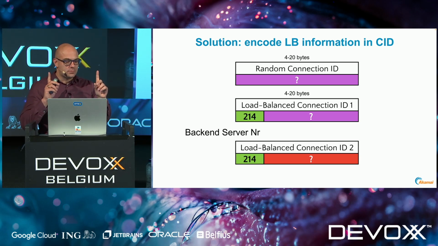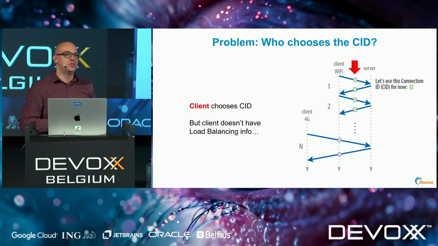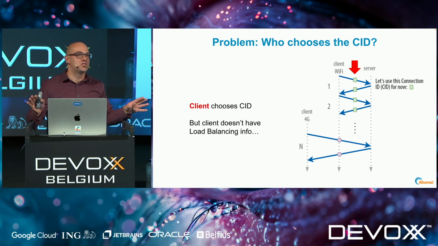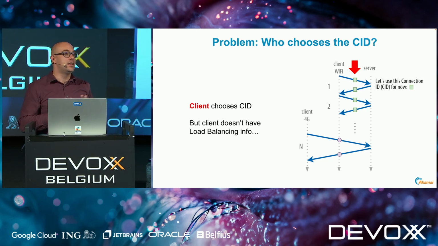Now, this works. However, the question then becomes, who chooses this connection ID? Because for the start of the connection, it's the client that initiates the connection. The client has no idea about your backend setup. They don't know how many backend servers you have or whatever. They can't encode that backend number in there either.